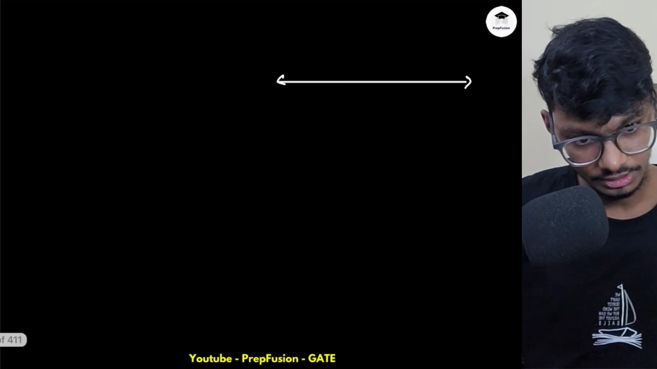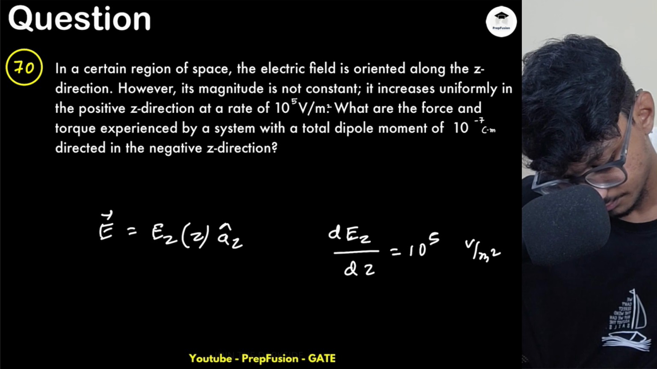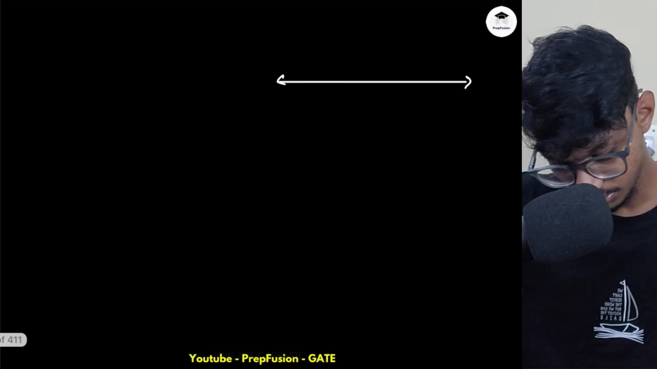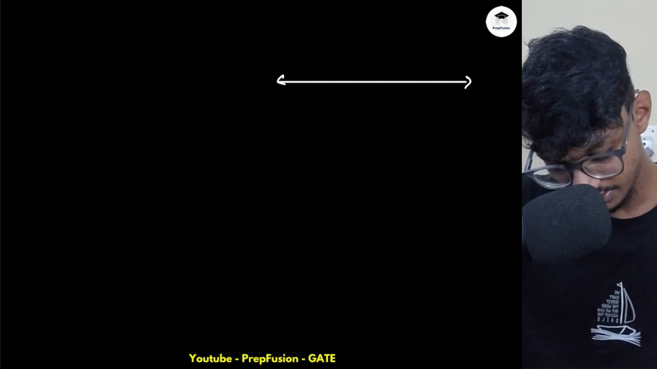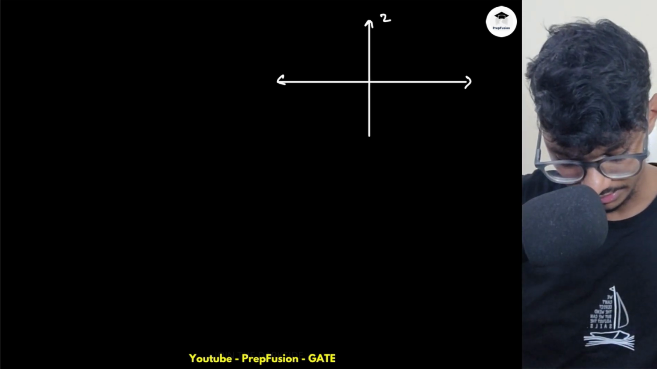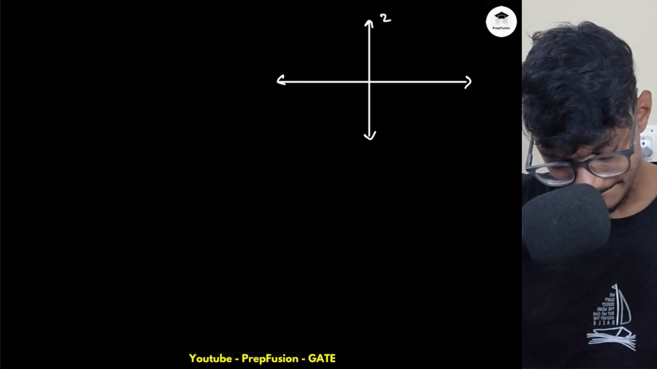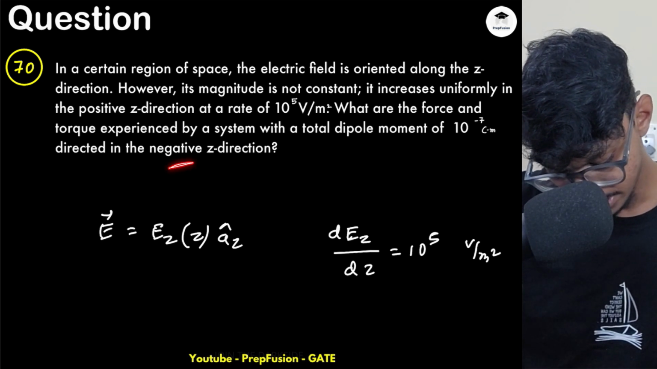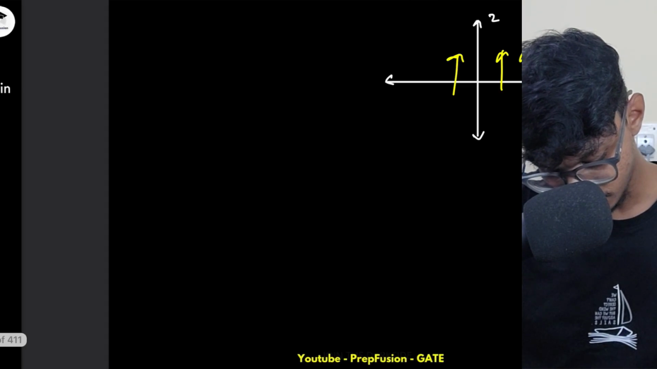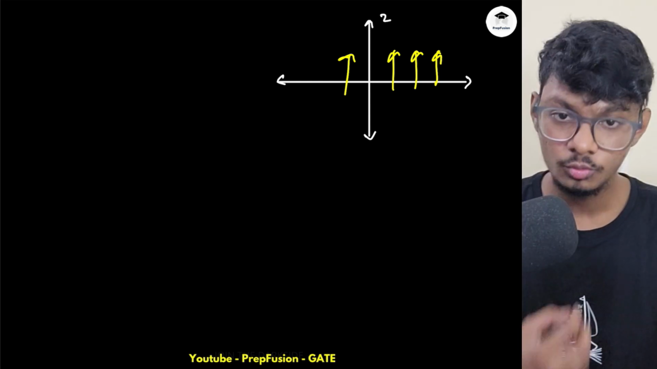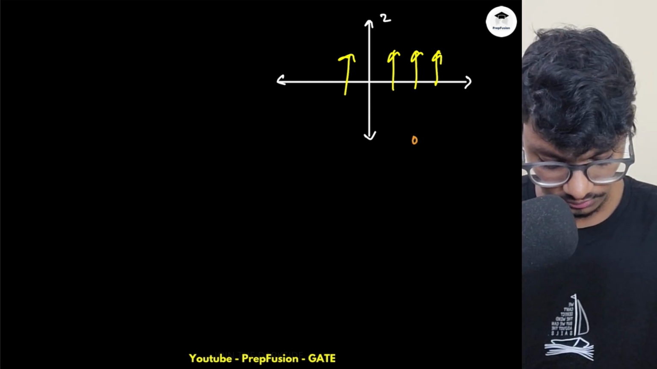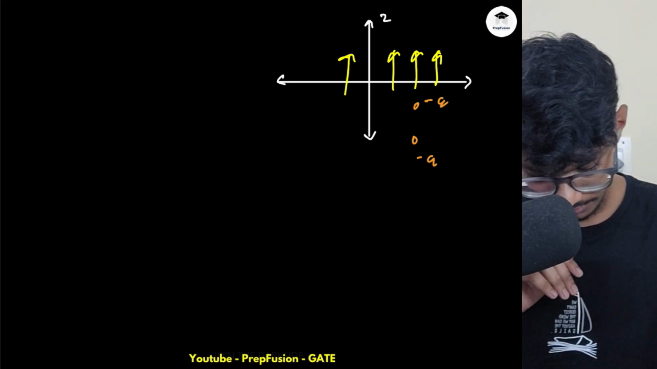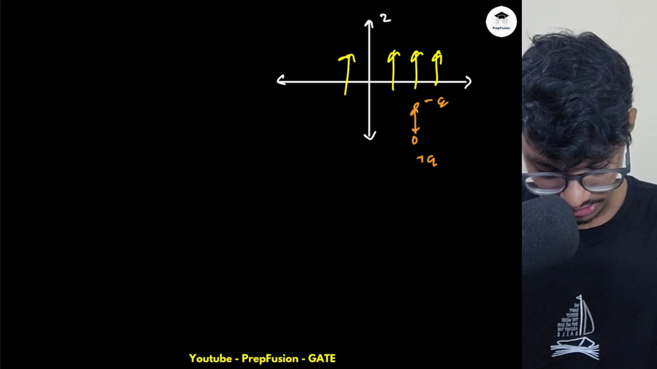So I have a dipole, a system with a total dipole moment of this. I will assume something like this. Let's say this is the positive z direction, so the electric field is in this direction, and the dipole is in the negative z direction, with magnitude 10 raised to power minus 7. Let's assume the dipole to be at any place: minus q here and plus q here, directed like this, and the distance between them is d.